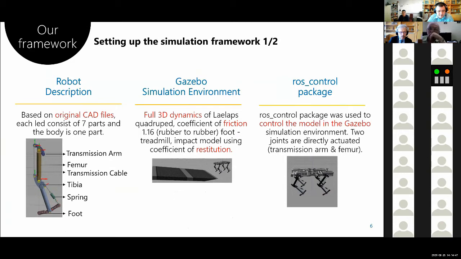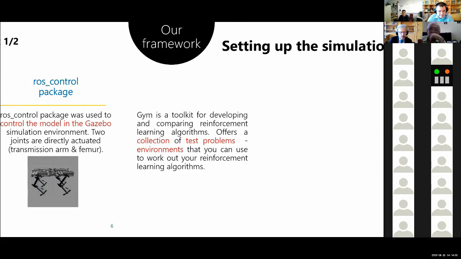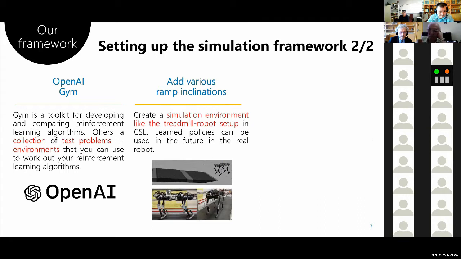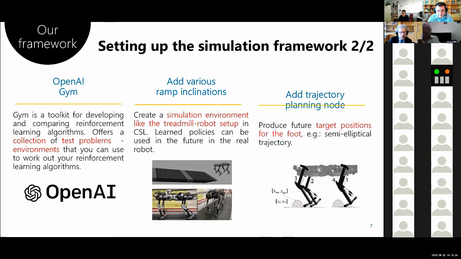ROS control package was used for low-level PD control for the 8 actuated joints at the hip and the knee of the Laelaps leg. Then we used OpenAI Gym toolkit and connected it with Gazebo. Gym is a toolkit for developing and comparing reinforcement learning algorithms. It offers a collection of test cases. There we create a new environment which gets all the sensor readings from Gazebo simulator. The difference between the implemented environments in Gym and our new environment is that all sensor readings are from Gazebo, and we are using the Open Dynamics Engine that Gazebo provides.